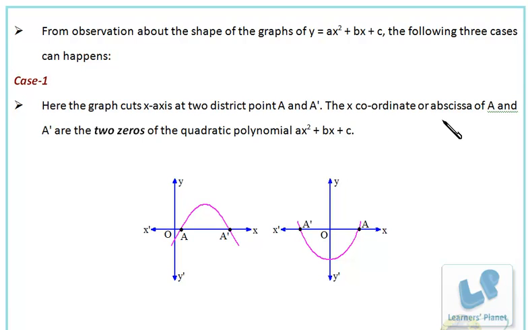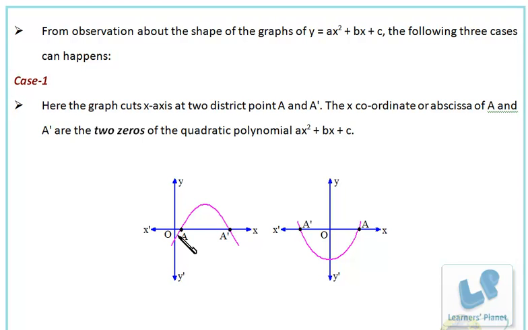The x-coordinate, or abscissa, of A and A dash are the two zeros of the quadratic polynomial ax square plus bx plus c, right? Now this can be U also and this can be reverse U also. But the 2 points, that is A and A dash, in this case and even in this case, these two are the zeros of this quadratic polynomial. That means at this point the value of y is 0, right?